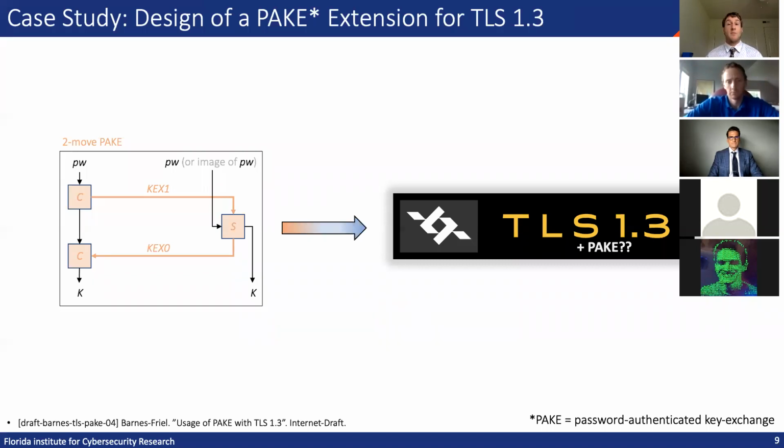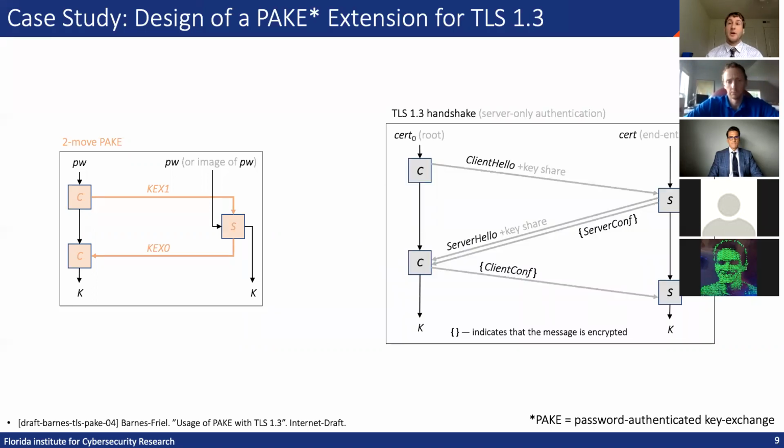Okay, so how might we do this? How might we integrate a PAKE protocol into TLS? So here I've drawn a simplified view of the TLS 1.3 handshake. The client and server exchange 3 flows in this protocol before they derive a key. In the first flow, the client sends its Diffie-Hellman key share to the server. And in the second flow, the server sends its own key share to the client, as well as another value, which I'm going to call the server's confirmation message. And I denoted it server conf on the slide. And in the last flow, the client sends its own confirmation message, client conf, to the server.